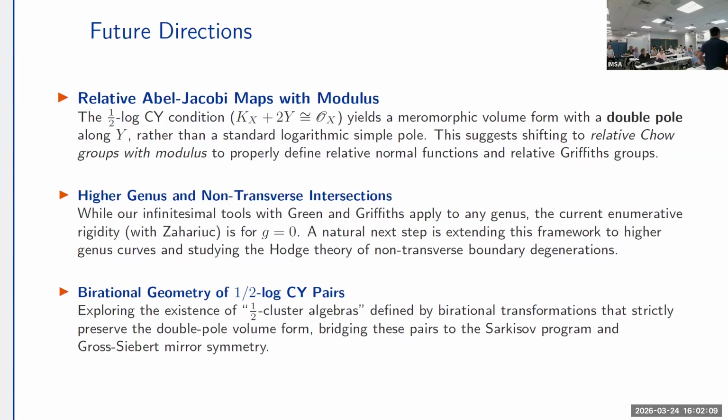And something that I also have in mind is considering the birational geometry of these log Calabi-Yau pairs, or even log. So what do I mean by this? There are a lot of viewpoints from these cluster algebras, and one of them is by considering birational transformations of log Calabi-Yau. So what happens if we ask the transformations to preserve this double pole volume form? So these are just vague ideas. I don't have any results in this direction.